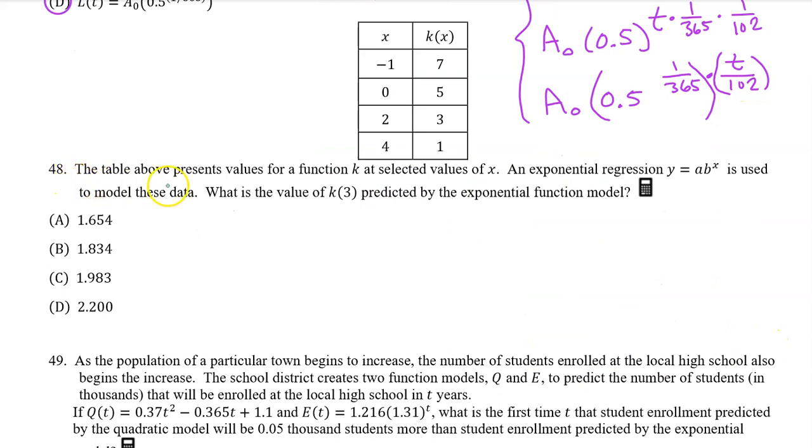48. The table above represents values for a function k at selected values of x. An exponential regression, y equals a times b to the x power, is used to model these data. What is the value of k at 3 predicted by the exponential function model? This little calculator means this is a calculator active problem. So let's use our calculator to find a regression model.